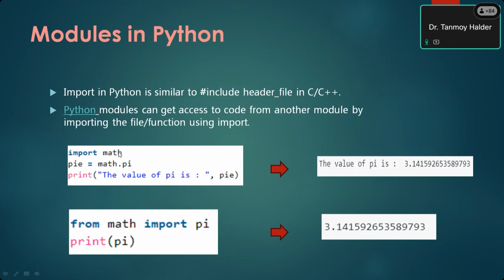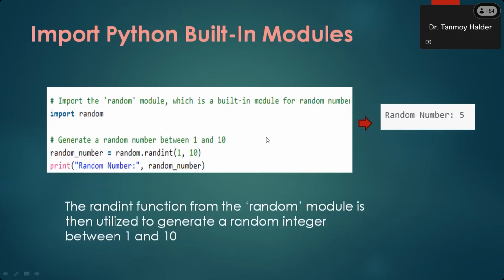Two examples I have shown here. One is import math. That means the entire math module will be imported. In the second example, if you want to use only pi, you can also write from math import pi. Another one, I have imported the random module, and I have generated a random number. randint is a function already present here, and I want to generate a random number between 1 and 10. This is the range. So for that I have imported the random module.